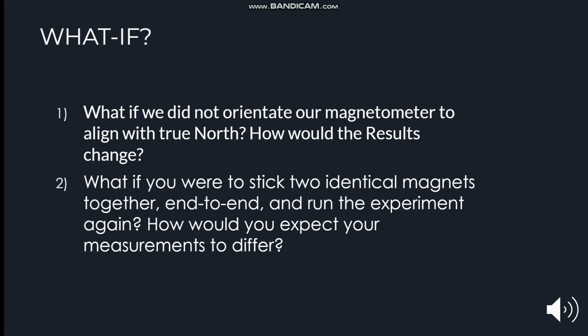And the second one: what if you were to stick two identical magnets together end to end and run the experiment again? How would you expect your measurements to differ? The bar magnet's field would double and be in the same direction.